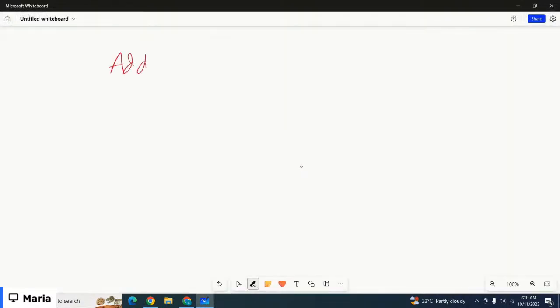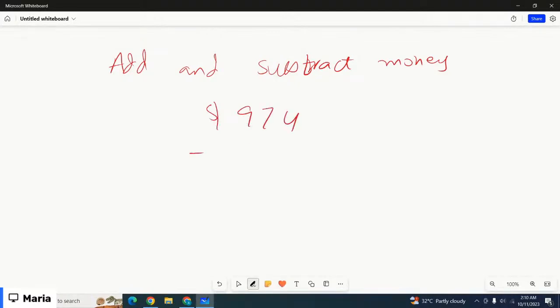Add and subtract money amounts, right? For example, you have to subtract $974 minus $310. So how do you subtract? Which is the answer? Just subtract and write the answer in the chat box. How do you subtract?